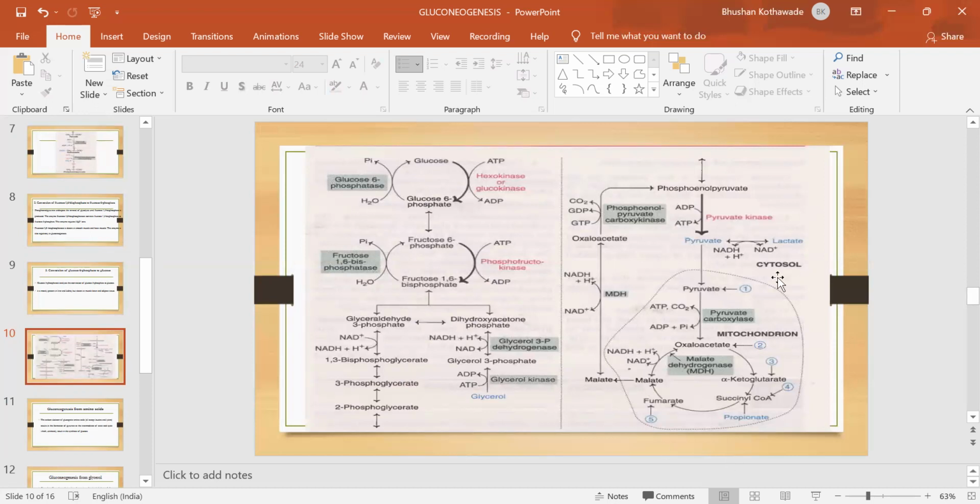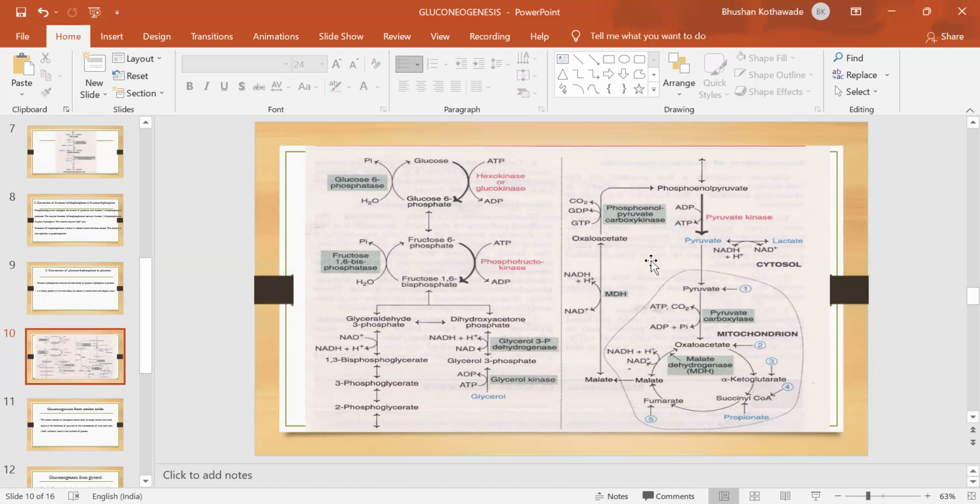Then malate crosses the mitochondrial membrane and enters the cytosol, where it is converted again to oxaloacetate by the same enzyme, malate dehydrogenase. This oxaloacetate is then converted to phosphoenolpyruvate by the enzyme phosphoenolpyruvate carboxykinase.